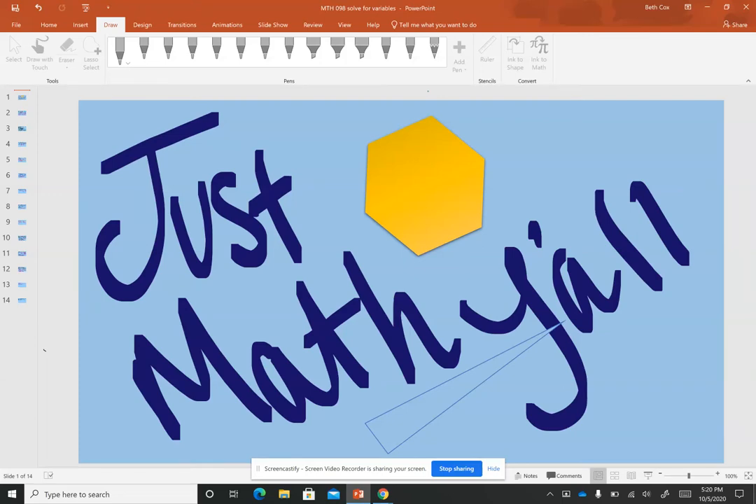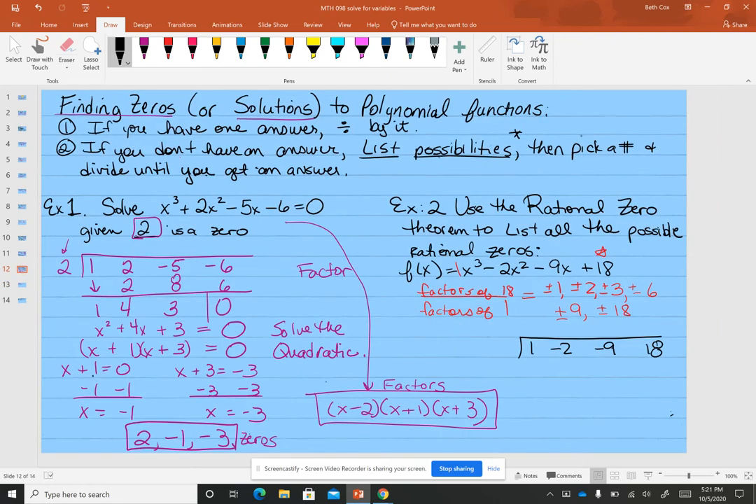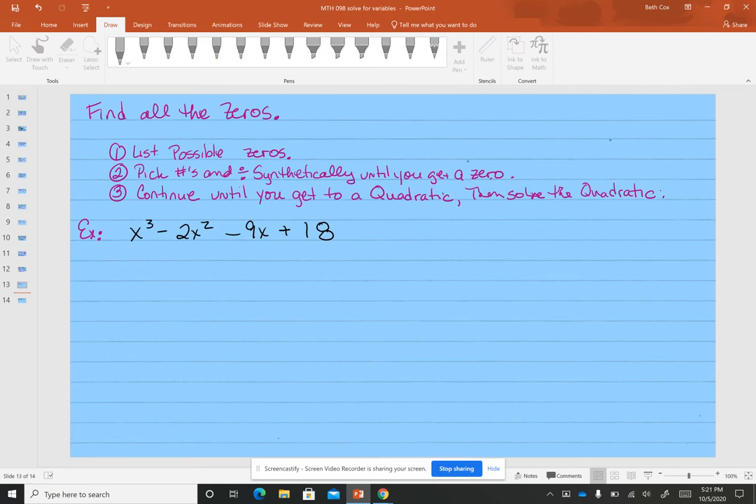Hey, it's just math, y'all. We are going to finish up this problem here. We're going to try to find all the zeros, all of them. And the first thing we're going to do, since we don't know a zero, if we knew a zero, we would start at a different location. But since we don't know a zero, we have to get a list. And in the previous video, I started that list and showed you the list. And so now we're going to start guessing.